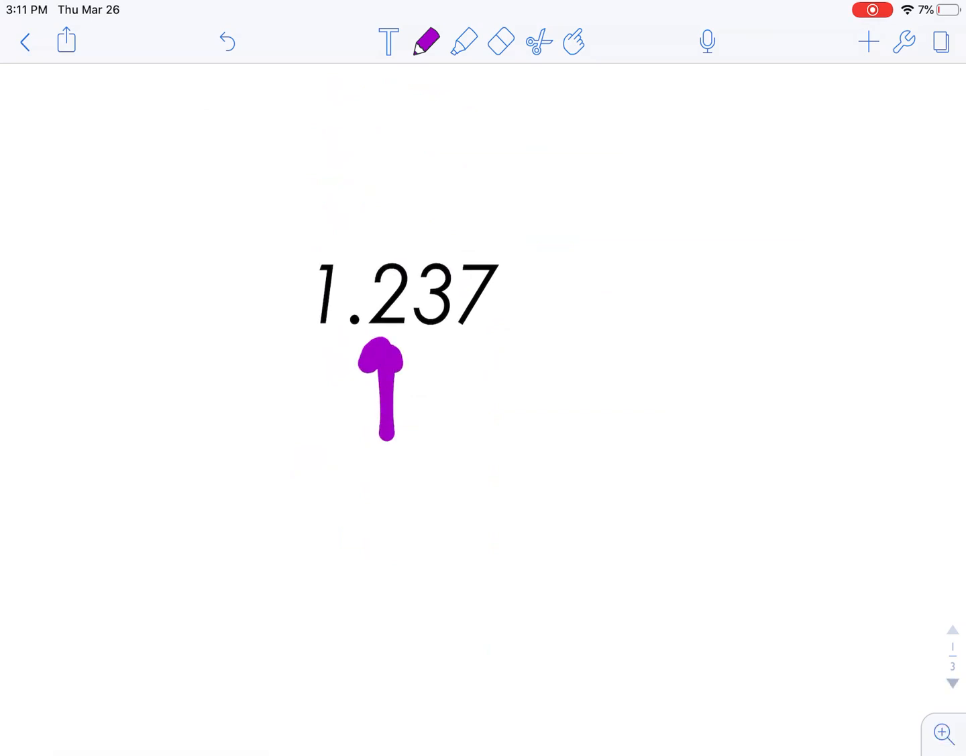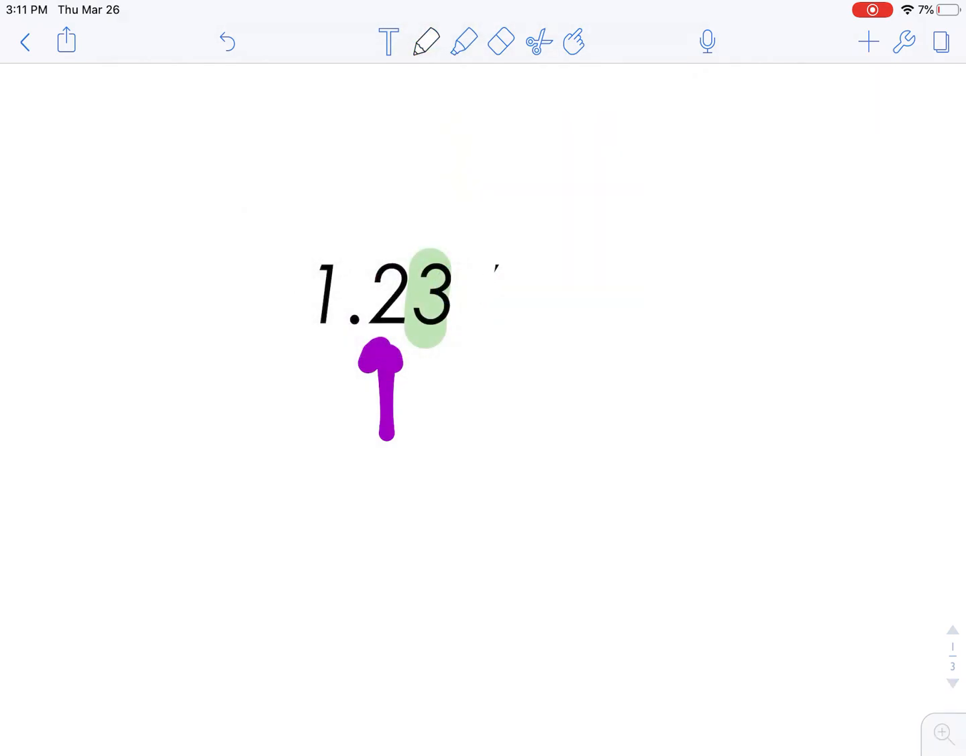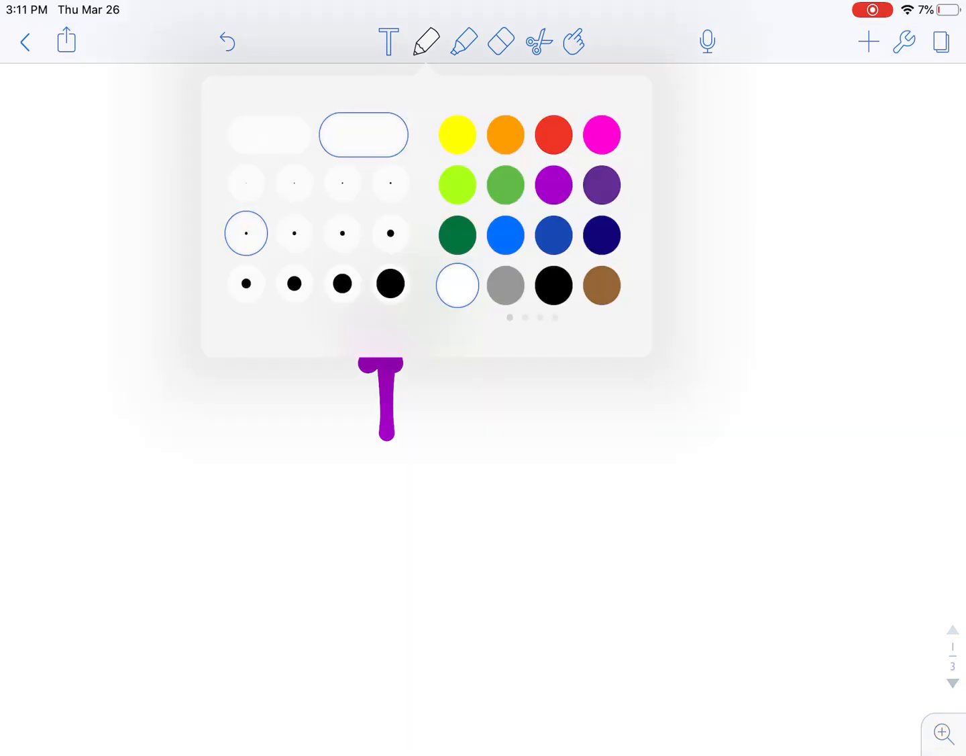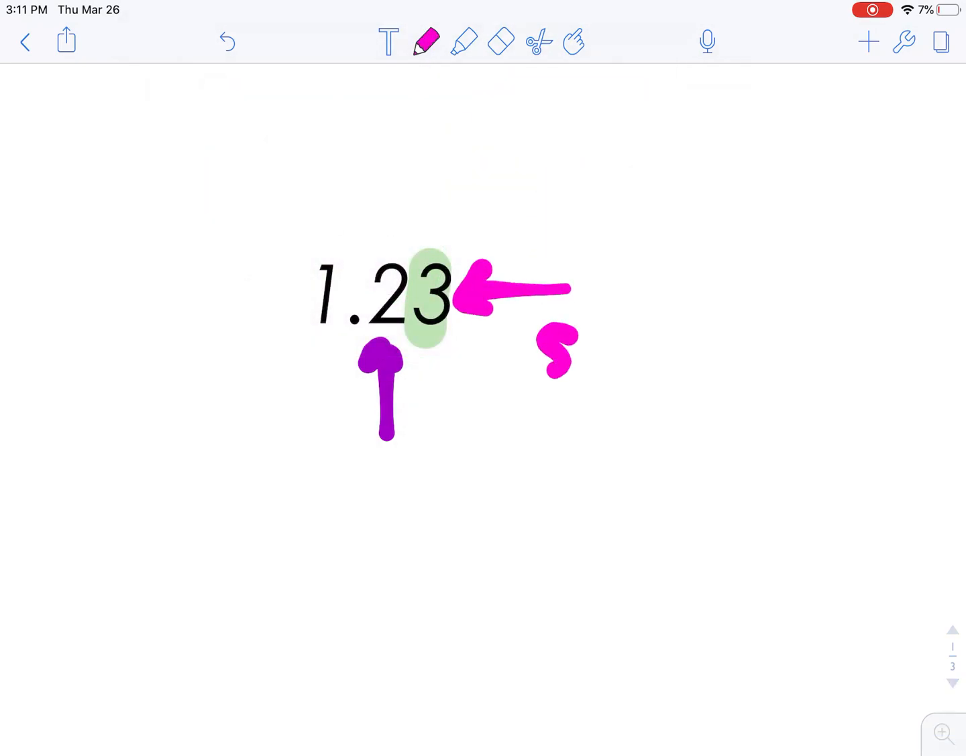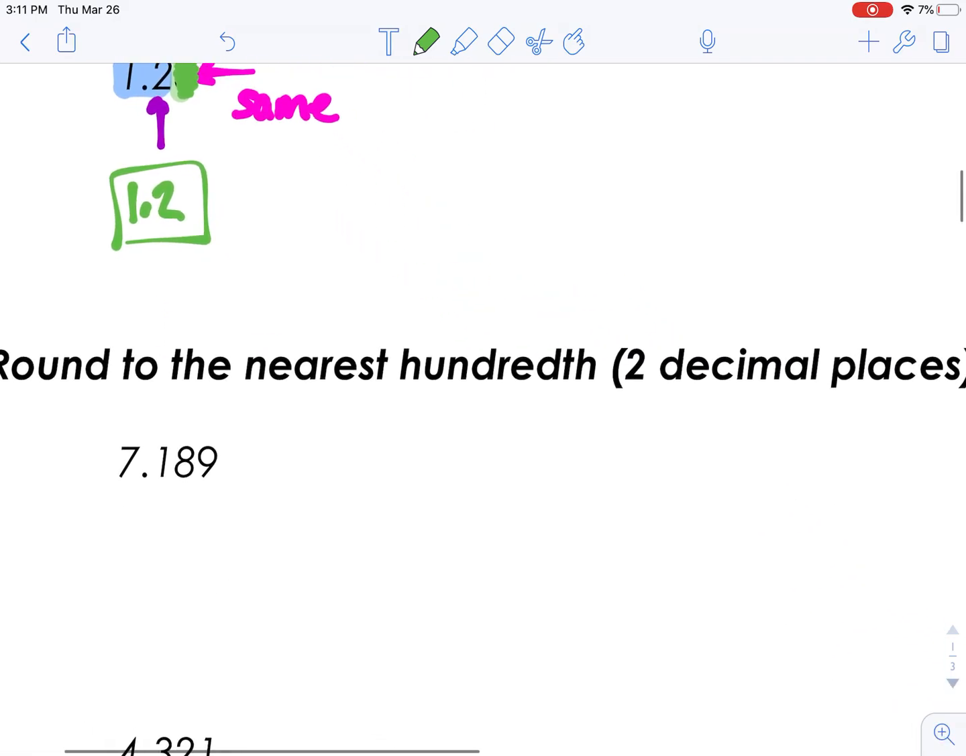The next one, it still wants us to do the tenths place, and so we're going to look at the number right behind the tenths place, which is the hundredths place. Everything else behind it does not matter. You can erase it. The 3 means that we're going to stay the same. And what stays the same is everything in front of that green 3. And that means we can just cross off this 3 and the number will stay the same.